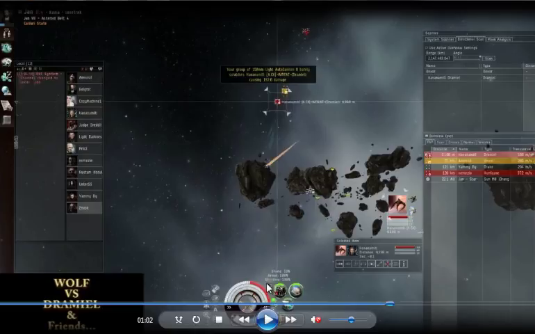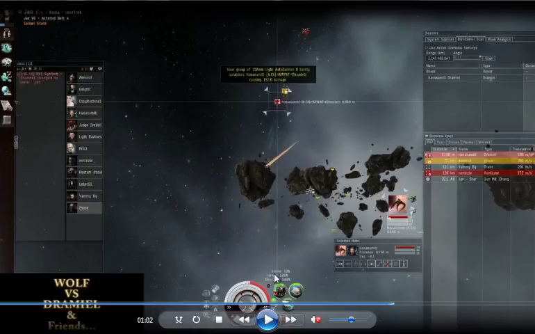A smart Dramiel pilot at this point would hit his keep at range button, which would then back him off the Wolf, and he'd hit his microwarp drive, and he'd rapidly increase his distance so that the Wolf's guns no longer did any damage. He'd escape. He has the speed advantage, so he can disengage at will. That would be harder for him to do had the Wolf pilot approached.